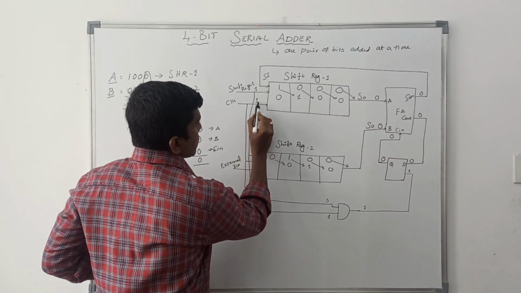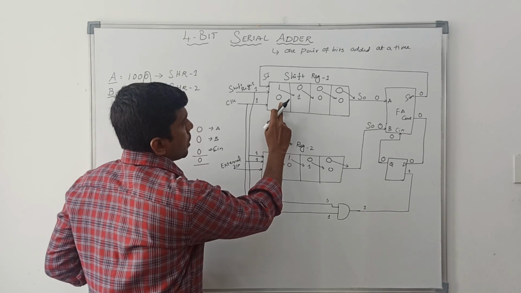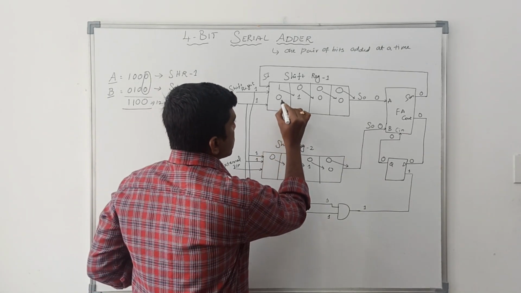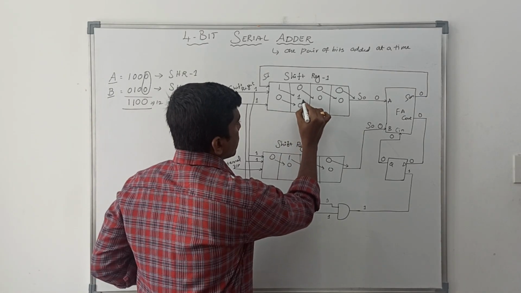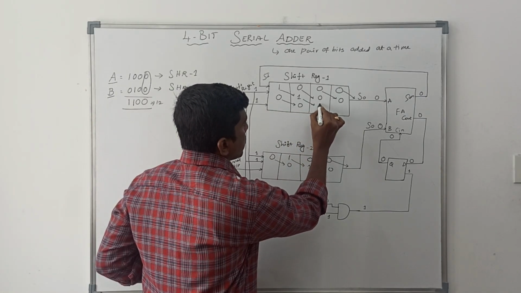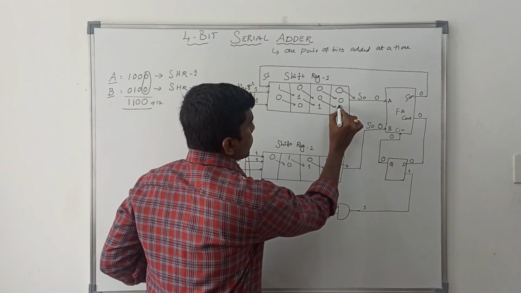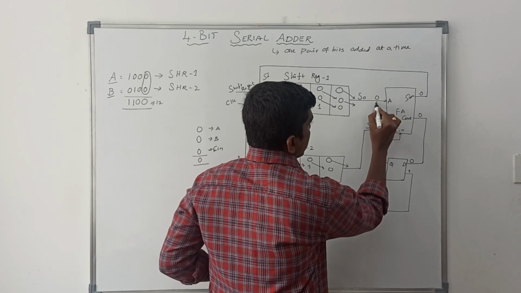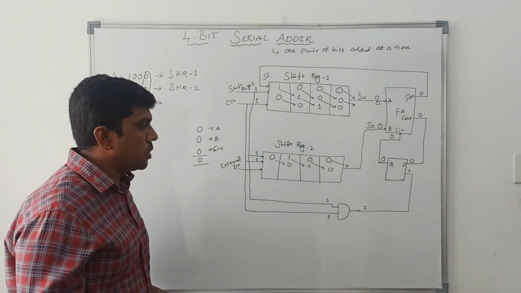So after getting the next clock pulse, shift register 1 shifts the content from left direction to right direction. So this 0 is shifted to here, this 1 shifts to here, this 0 shifts to here. So again this 0 goes to the input of A. So now A value is 0.